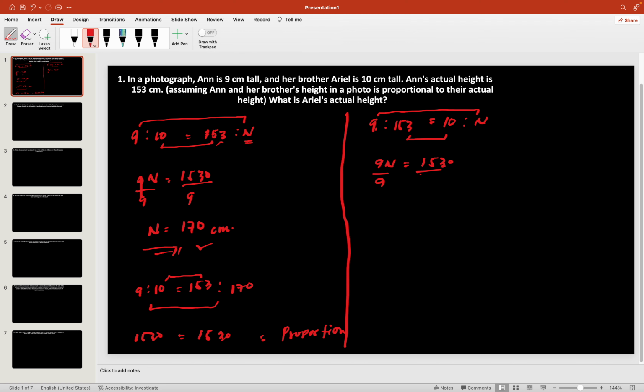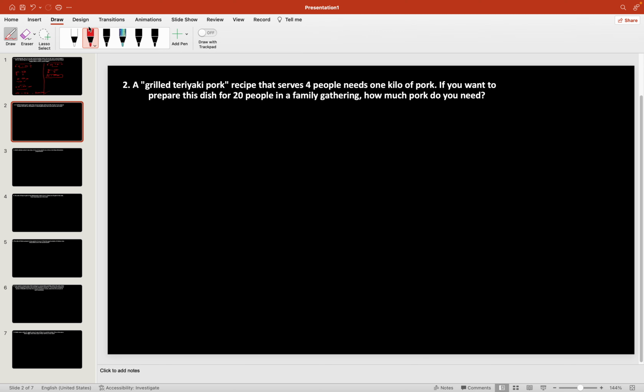Divide both sides by 9 to eliminate 9. Then 1,530 divided by 9 is equals to 170 cm. So pareho lang yung makukuha nating sagot. And as we have checked, this is a true proportion. Okay? So for number 2 tayo. Palitan lang natin yung data.